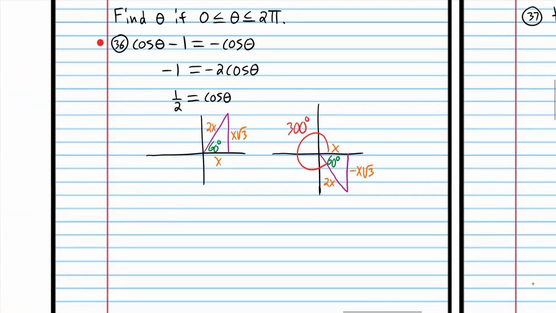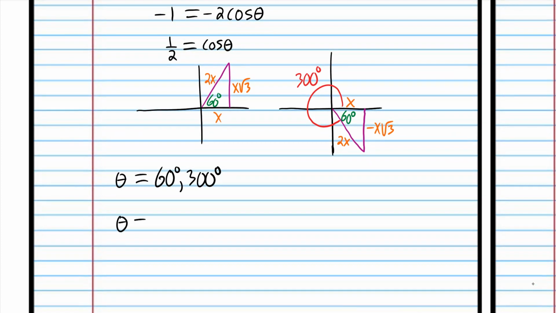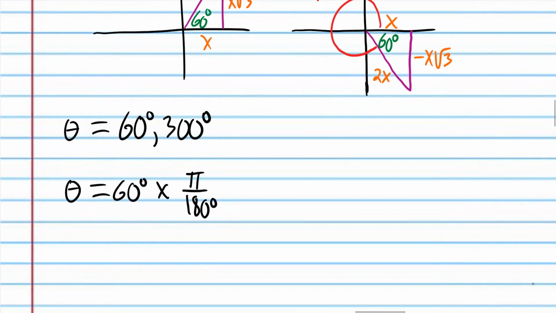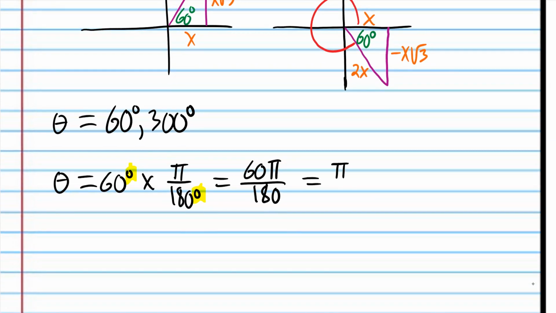So theta is equal to 60 degrees and 300 degrees, but we're going to take 60 degrees and convert to radians. So I'm going to multiply by pi over 180. The pi is going to be on top when we're converting to radians. So the degree symbols cancel out, and we have 60 pi over 180, which reduces to pi over 3. So that is one of the answers.